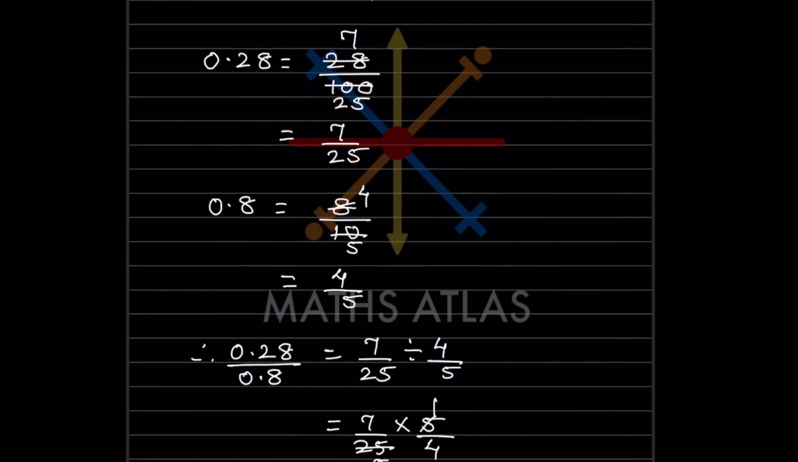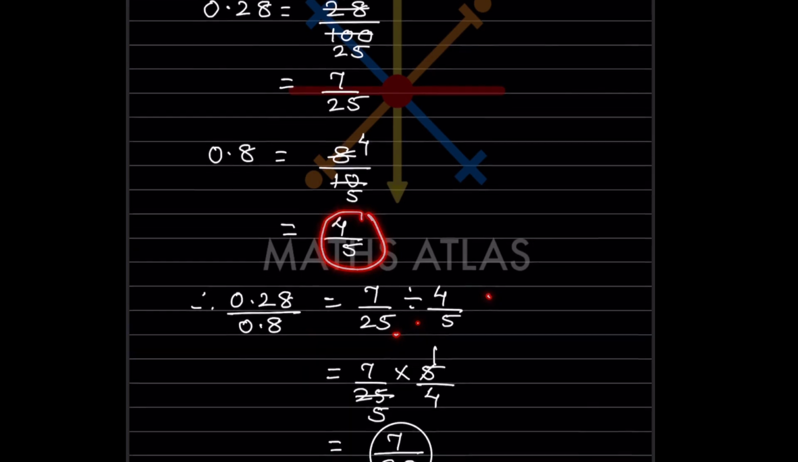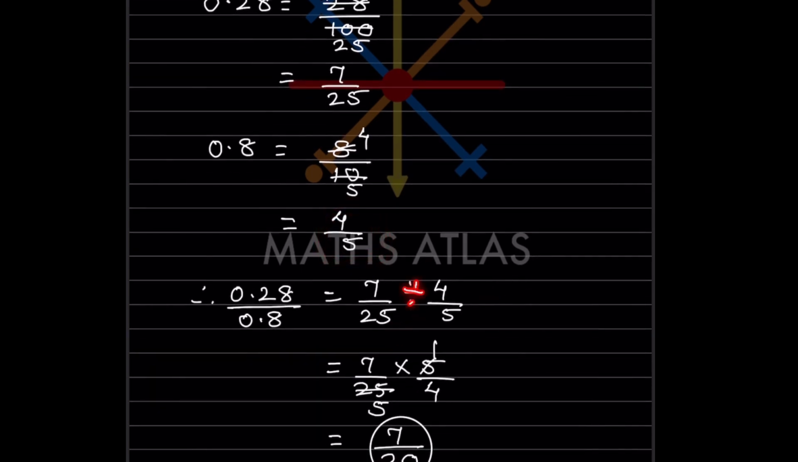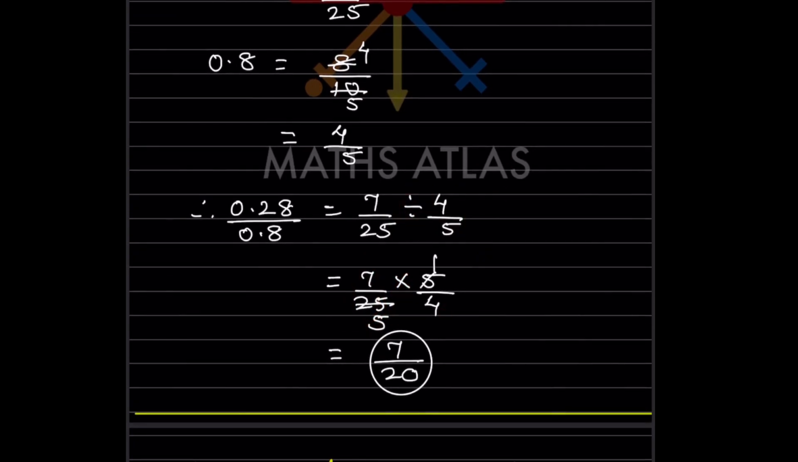So we want 0.28 as a fraction of 0.8. What are we going to do? We are going to divide: 0.28 divided by 0.8. We got 7 by 25 divided by 4 by 5. Whenever you have division in between, the left hand side you keep as it is, and here you put a multiplication sign. Since you put a multiplication sign, this you flip over, that is 5 by 4. Now let us simplify: 5 1s and 5 5s. So this is going to be 7 divided by 20. So this is the answer.